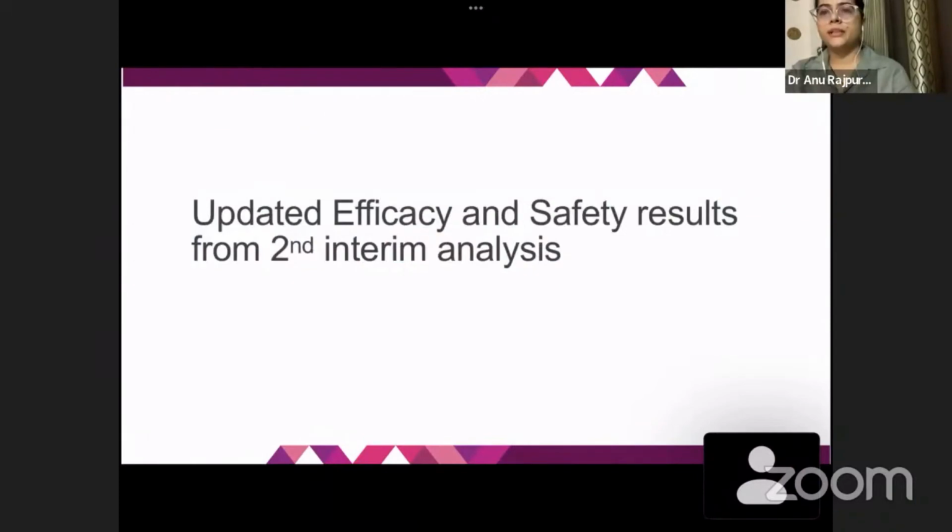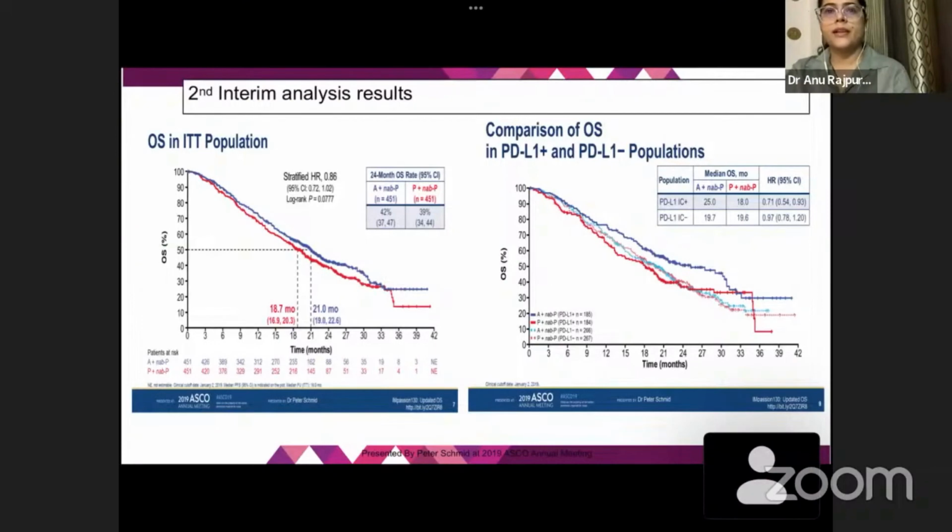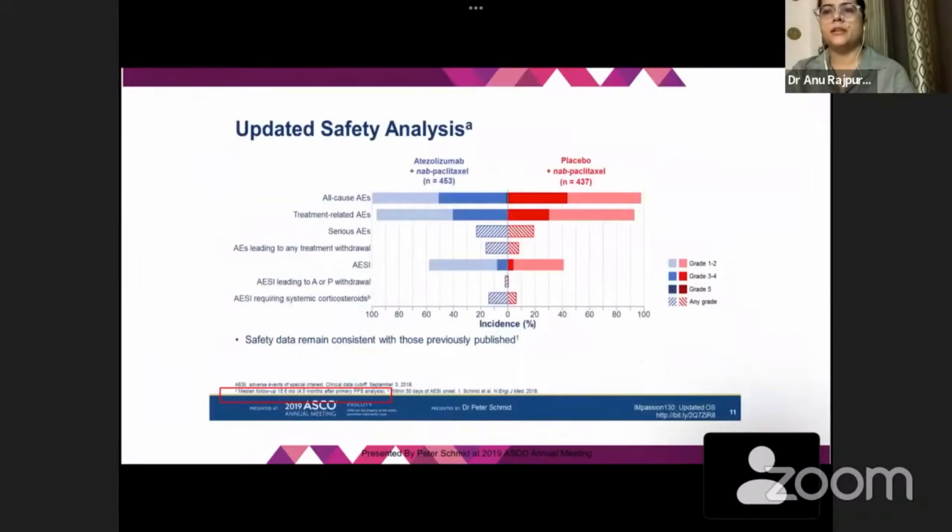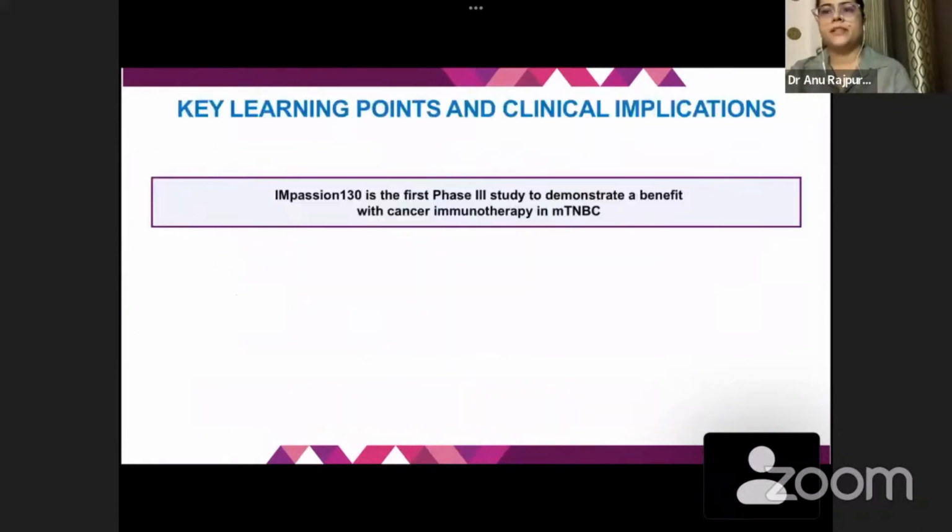Now coming to the updated efficacy and safety results from the second interim analysis. In the second interim analysis, we can see the OS is 42% versus 39% at 2 years. And in the comparison of OS in PD-L1 positive and negative patients, we can see the effect was more in PD-L1 positive patients. This is the updated safety analysis. They were well balanced and it can be used safely.